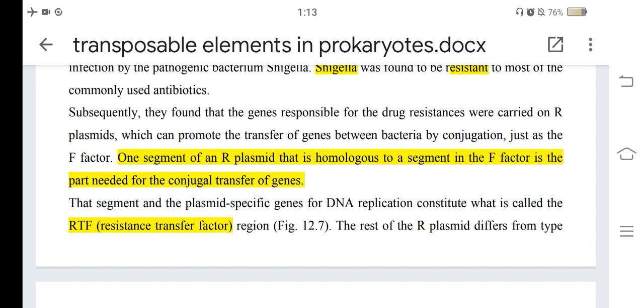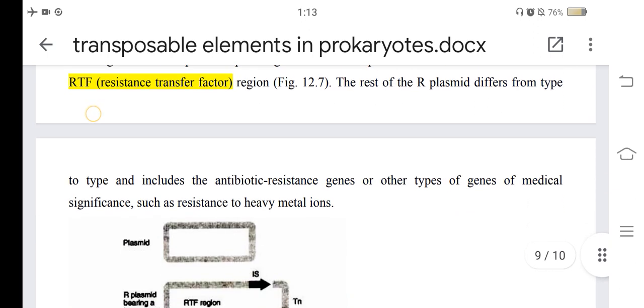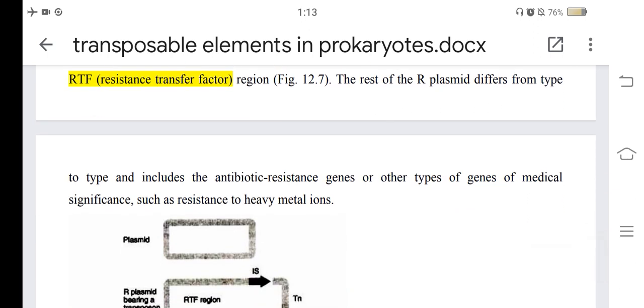One segment of an R plasmid is homologous to a segment of the F factor, the part needed for the conjugal transfer of genes. That segment and the plasmid specific genes for DNA replication constitute what is called the RTF, resistance transfer factor.